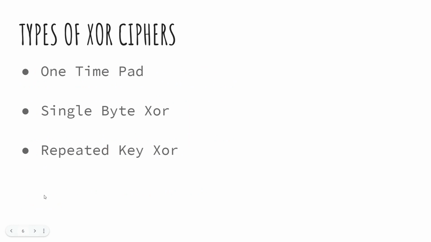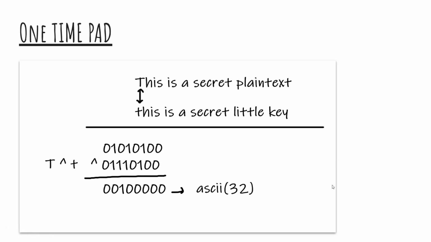Going ahead, there are different types of XOR ciphers. One is a one-time pad, the second one is single byte XOR, and the third one is repeated key XOR. Coming to one-time pad, this is nothing but XORing a plain text with a key of the same size. So however many characters the plain text has, the key will have the same number of characters.